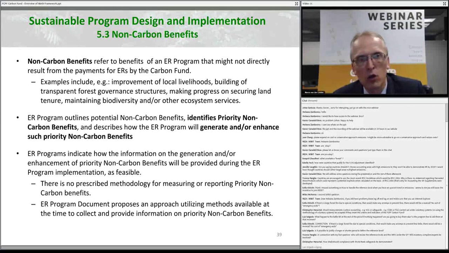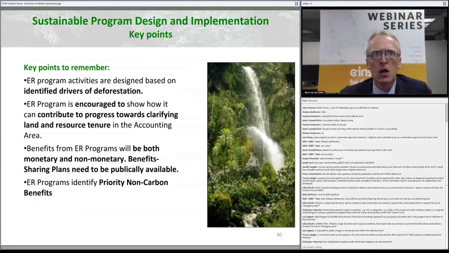So key points on sustainable program design and implementation. You need to identify your drivers of deforestation. You are encouraged to show how the program contributes to progress towards clarifying land and resource tenure. You'll need to have a benefit sharing plan that deals with the monetary and non-monetary benefits. And then on top of that, you need to identify priority non-carbon benefits.